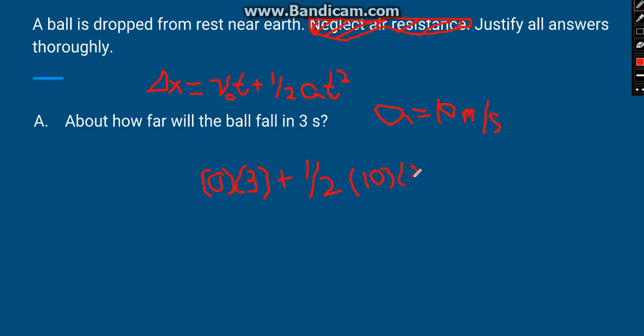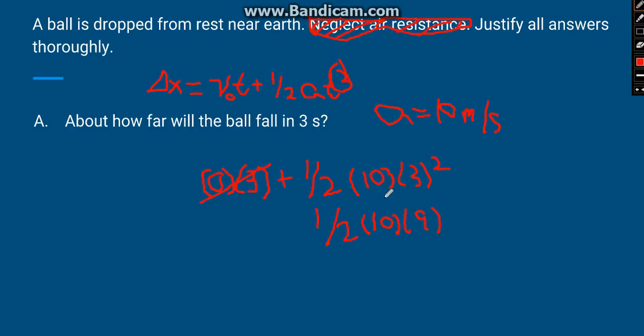And again, time is given to us. Don't forget that it's squared. Looking at this, I already see that I'll be able to cross out the 0 times 3, because anything times 0 is 0, so we really won't have to worry about it. For this half, though, we will have to worry about it. 3 squared is 9, multiplied by 10 times 1/2.